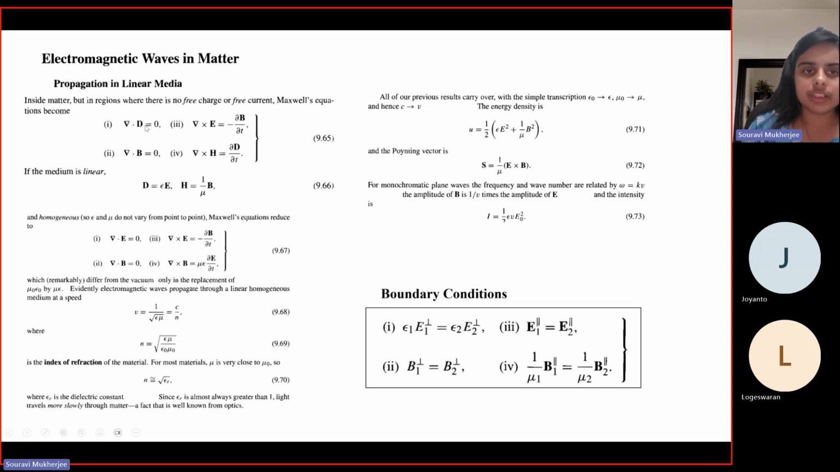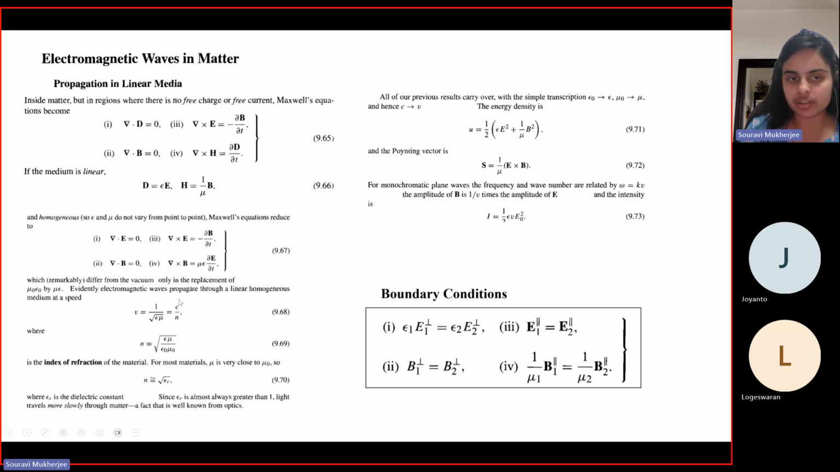Here we can make use of the relation between D and E, which is given as D equal to epsilon E, right? As you can see, the only change is that mu naught and epsilon naught are now replaced by mu and epsilon. Because it's in a different medium, which has different medium properties, the velocities now get changed.